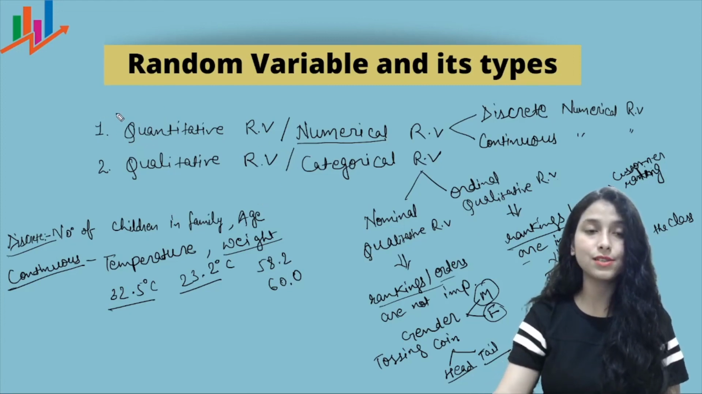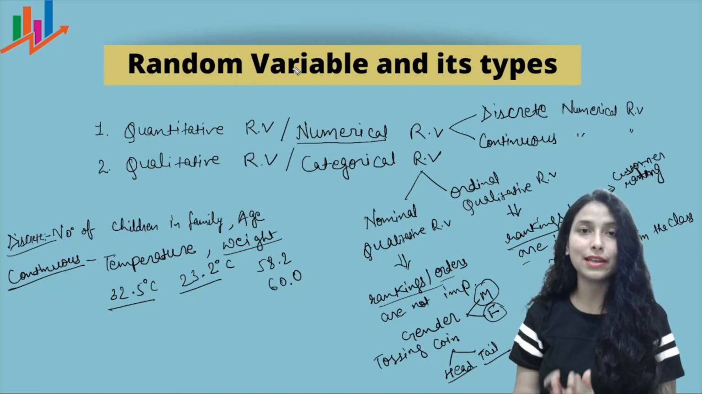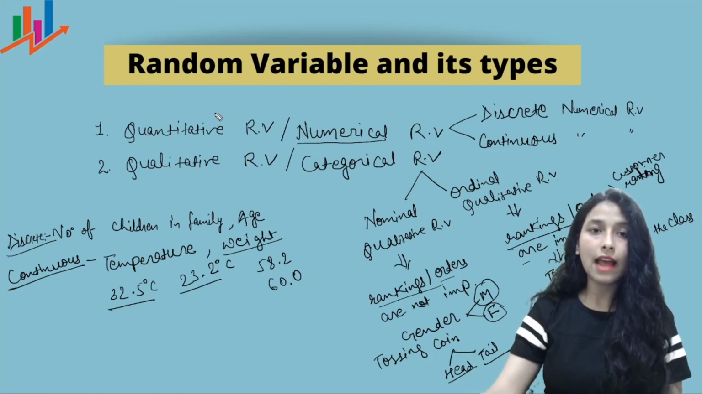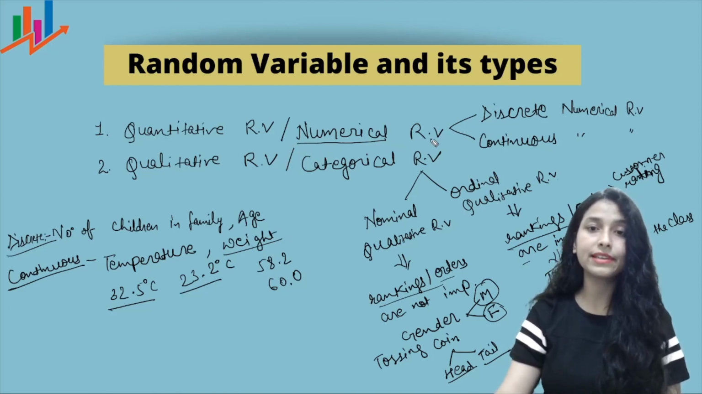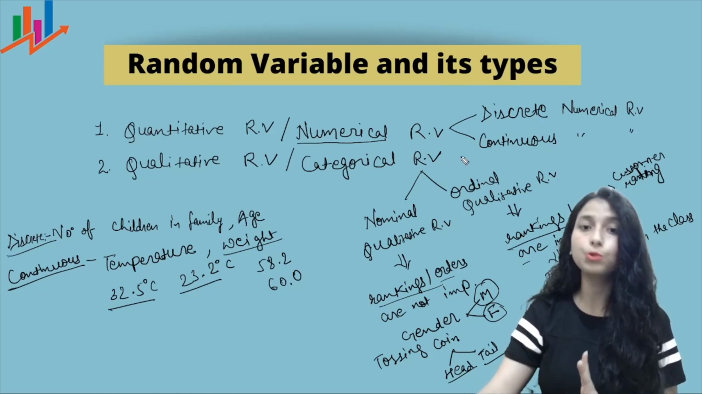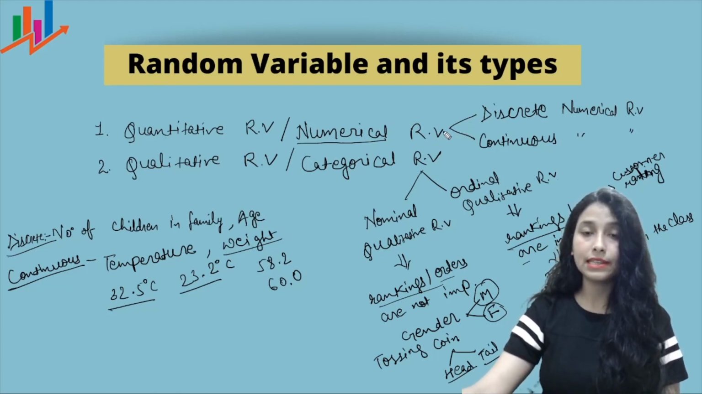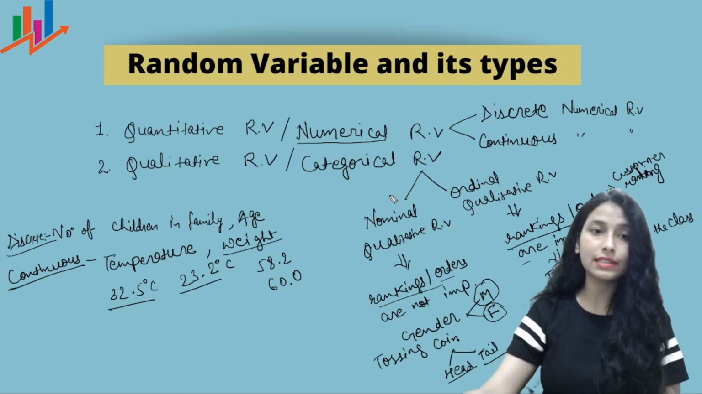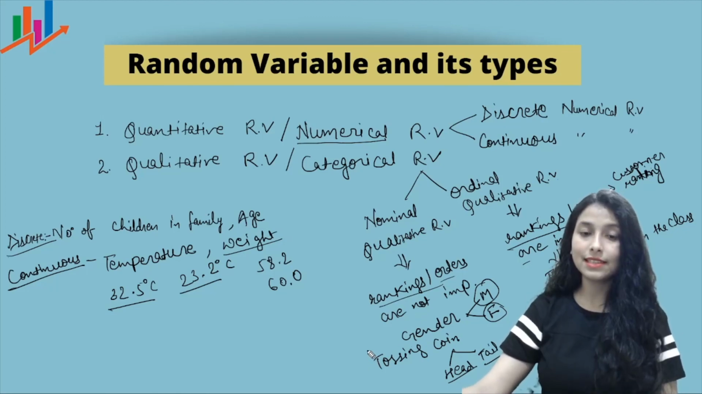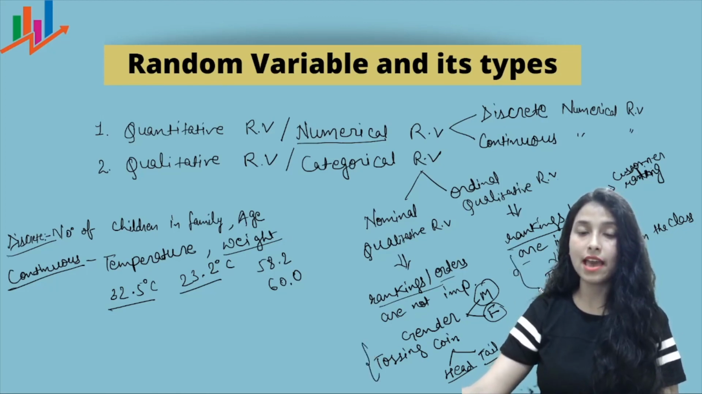I'll just summarize once more. A random variable is a kind of variable where we store values so that we can use that value wherever we want. This random variable is divided into two types: quantitative random variable, also called numerical random variable, and qualitative random variable, also called categorical random variable. Quantitative is divided into discrete and continuous, whereas qualitative is divided into nominal and ordinal. And these are the examples which I have taken for explanation.